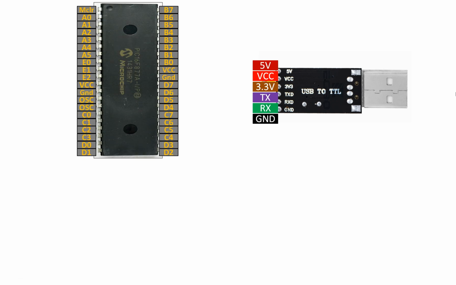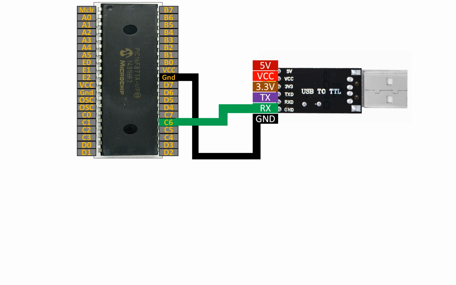Now guys, this is our PIC16F877A microcontroller having 40 pins. It's a DIP version. Now guys, let's connect the USB to TTL device with a PIC. For that, you connect the ground pin directly with the ground of the PIC like this. Now for the RX pin of the USB to TTL device, you will connect it to the TX pin of the PIC, and the TX pin of the PIC is pin number C6. That is pin number 25 of the PIC.